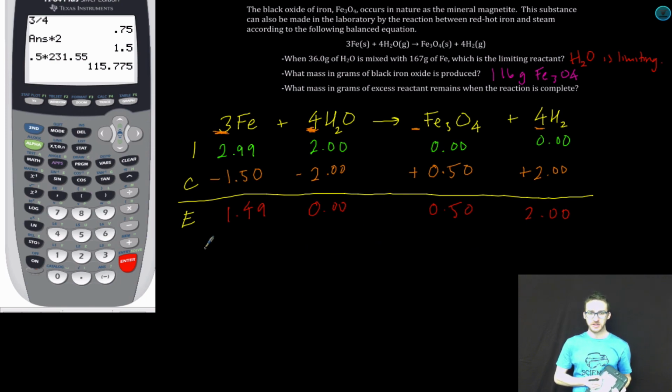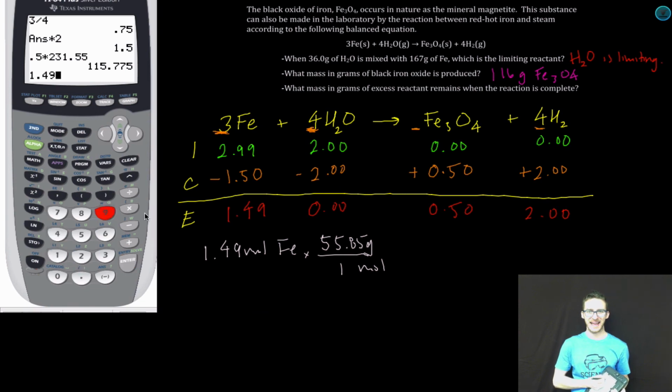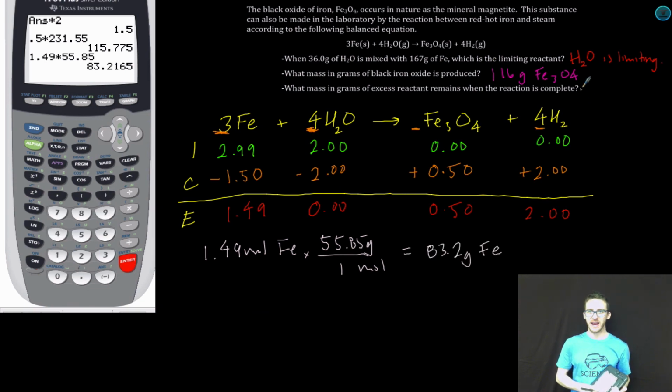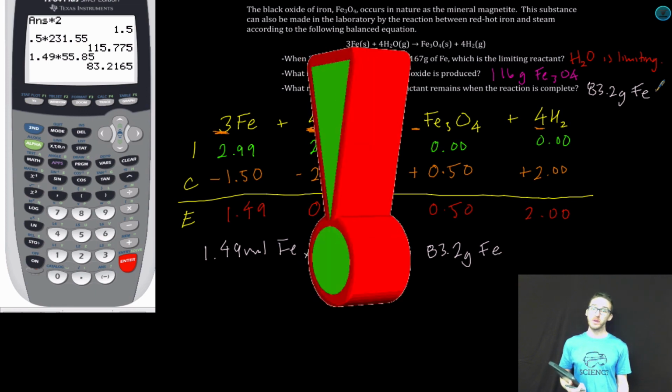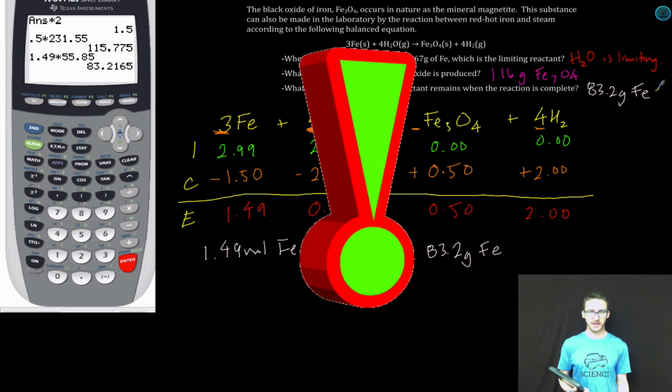Again, be cautious. Your ice table is giving you number of moles, so you're going to take your number of moles of excess iron and convert to grams. Boom. Quick jump to the calculator. 1.49 times 55.85. Enter. We're going to have 83.2 grams of our excess iron remaining. So, just another example of an ice table calculation for excess and limiting reactants. Just be cautious, you only want to include moles in your ice table.